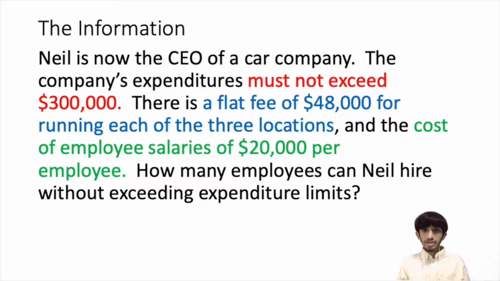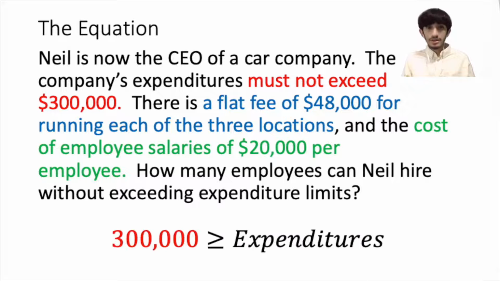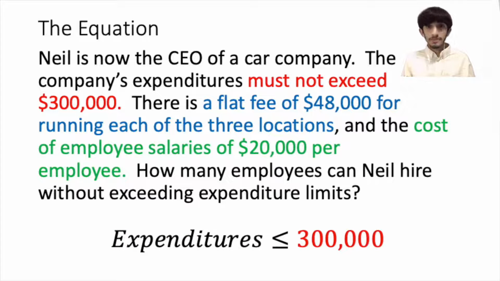So the expenditures mustn't exceed $300,000. We can write that like this. $300,000 is greater than or equal to the expenditures. You can also write it like that if you would like.